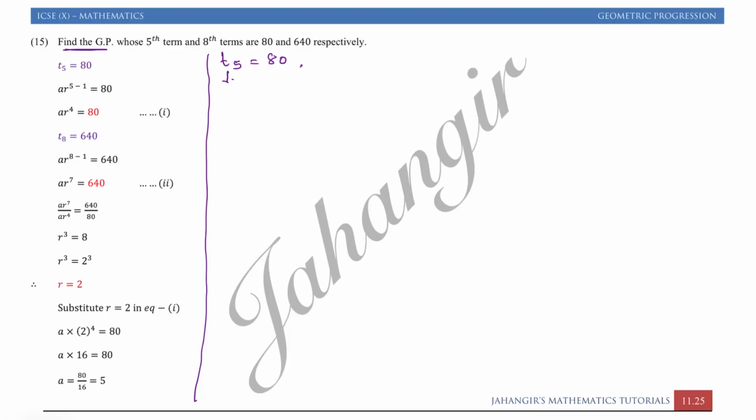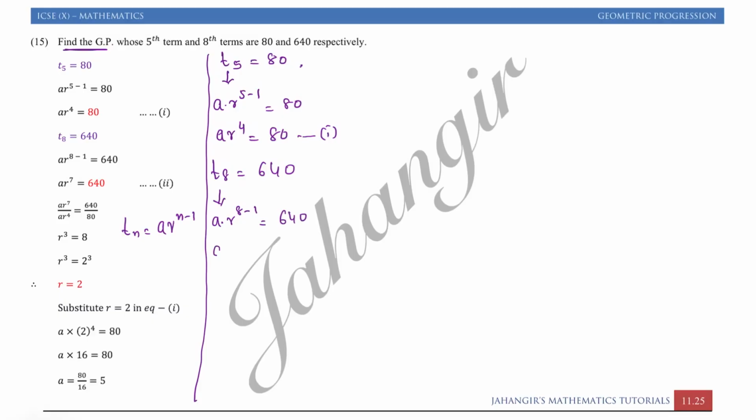So let us write the formula for T5. As we know, Tn का formula is a into r raised to n minus 1. So T5 is a into r raised to 5 minus 1, that is 80. So a into r raised to 4, which is 80. This is my first equation. Second information is T8 is equal to 640. So T8 को I can write a into r raised to, in place of n just replace 8. That is 640. So a r raised to 7 is equal to 640.